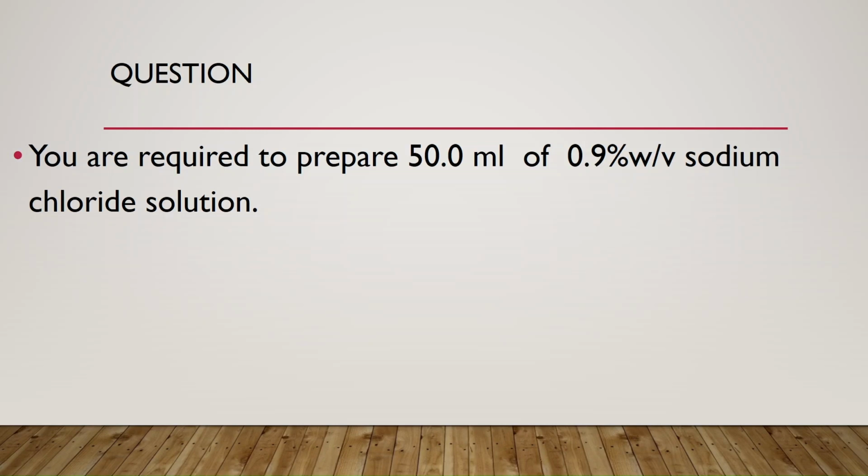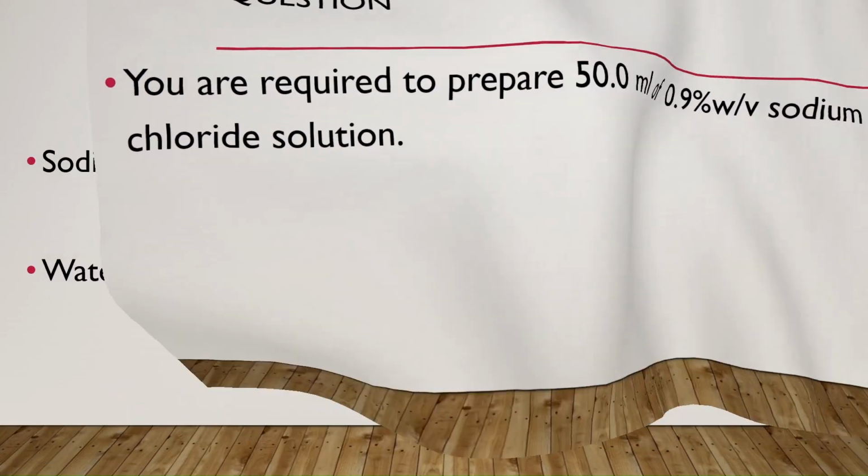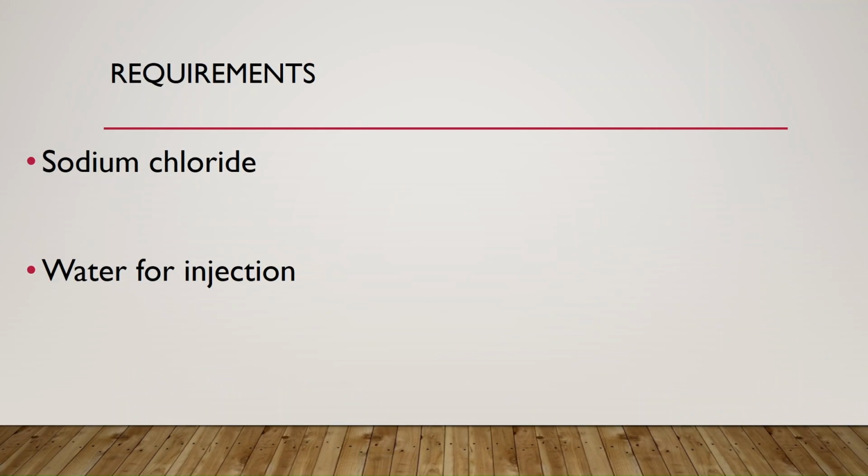So here comes a question. You are required to prepare 50 ml of 0.9% weight in volume sodium chloride solution. Remember, our 0.9% weight in volume sodium chloride solution is our normal saline, right? And do we know the use of normal saline? Alright, so we see that normal saline is used to regulate the osmotic pressure of the body.